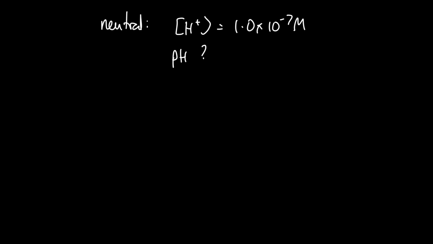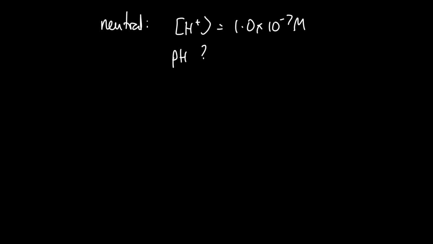So here's one for you to try. We remember in a neutral solution, the concentration of H plus at room temperature is 1 times 10 to the minus 7. Can you turn this into a pH? Go ahead and stop the video and calculate a pH to the correct number of significant or decimal places.